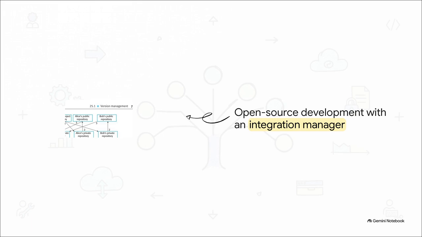Here's how it works. Alice and Bob make changes in their private repositories, and then they push those changes up to their own personal public repositories. Then we have Charlie. Charlie acts as the integration manager. Think of someone like Linus Torvalds managing Linux. Charlie reviews Alice and Bob's public code. If he likes it and it passes his checks, he pulls their changes into his private repository, tests it out, and then he is the only one who pushes it to the definitive master project repository.